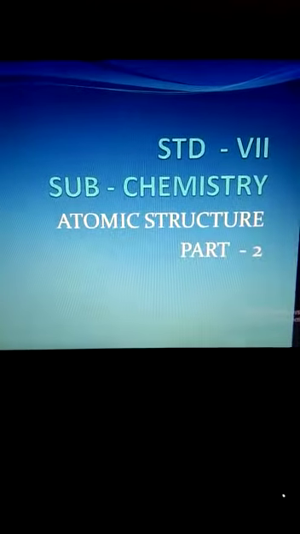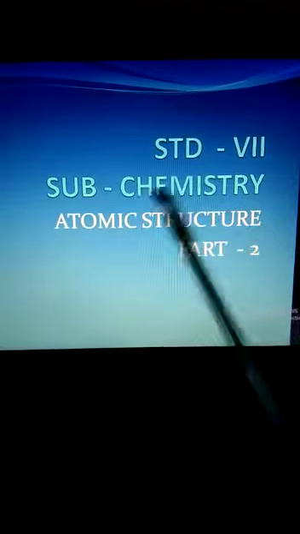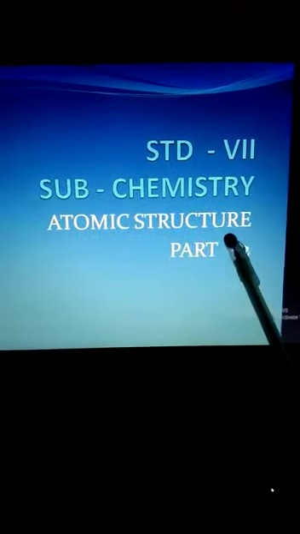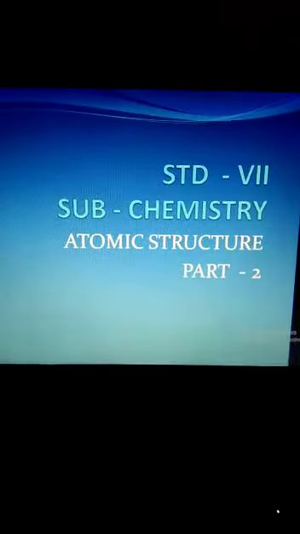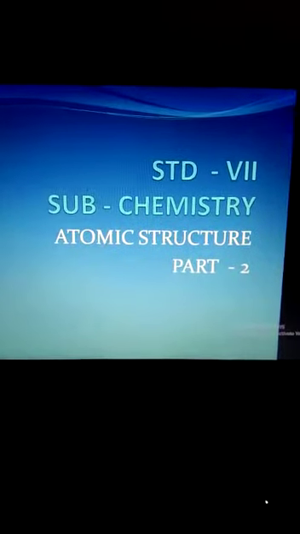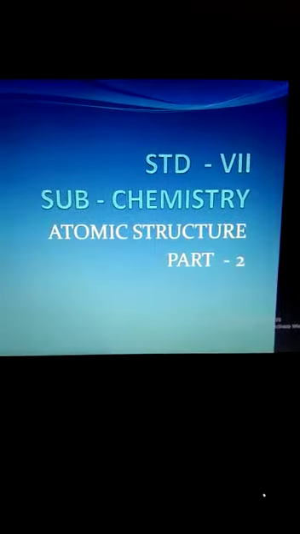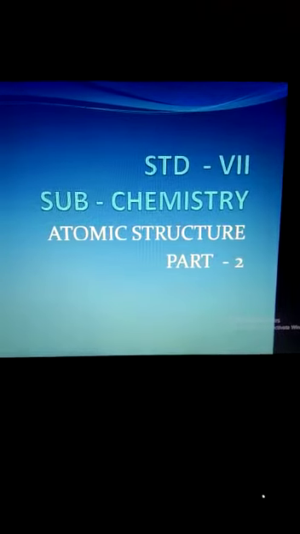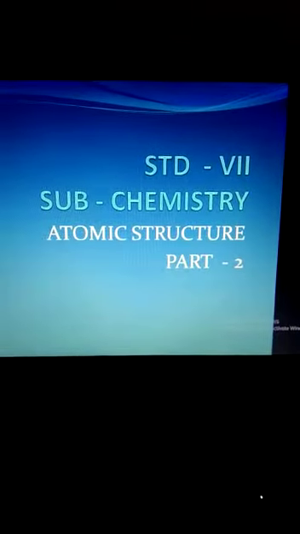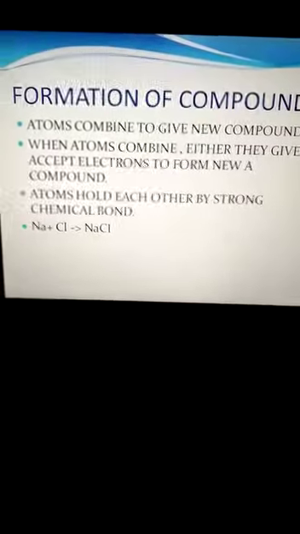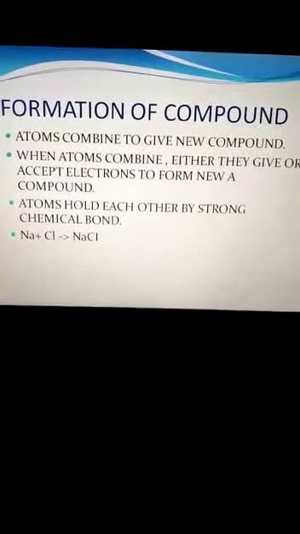Hello kids, today I am going to start with standard 7 subject chemistry, atomic structure part 2. In our first part we had already discussed atoms, molecules, the difference between them, and how atoms combine to give different types of molecules.